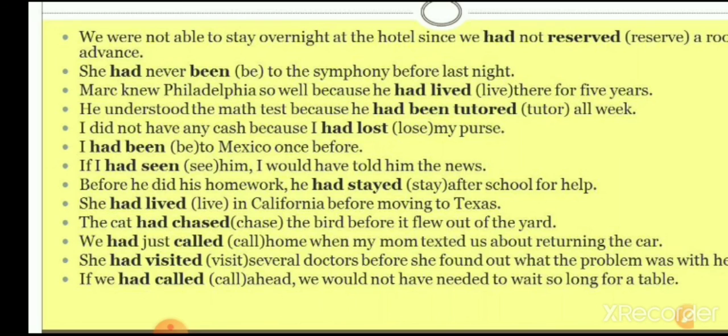I had been to Mexico once before. If I had seen him, I would have told him the news. Before he did his homework, he had stayed after school for help. She had lived in California before moving to Texas. The cat had chased the bird before it flew out of the yard.